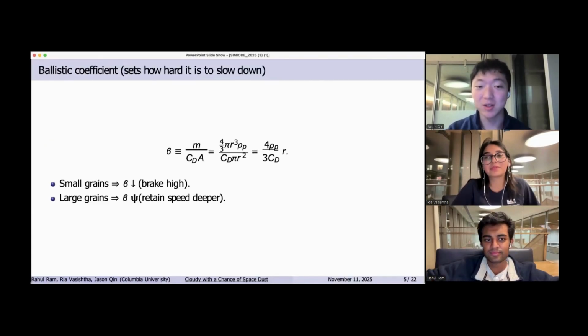The first key quantity is called the ballistic coefficient, written as beta, which describes how stubborn a particle is about slowing down. Mathematically, it's the mass divided by drag times area. If beta is small, it slows down early, high up in the air. If beta is big, it keeps its speed deeper into the atmosphere.